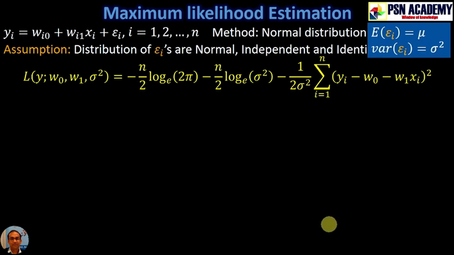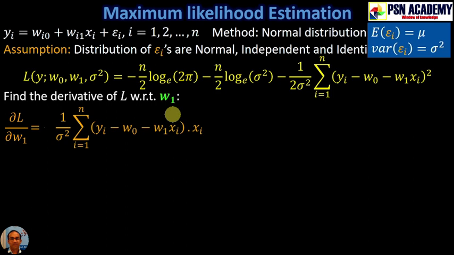Now we will go for determining the expression for w1. For that, we have to find the derivative of this L with respect to w1. And the derivative is like this. Here, this term does not have any w1 inside, so this will give you 0. This is constant. This is also constant. And this term we have to work on. Similar to before, this 2 comes in front, and that 2 and this 2 will cancel out. So 1 by sigma square, and inside you write the summation, the whole term up to this part.